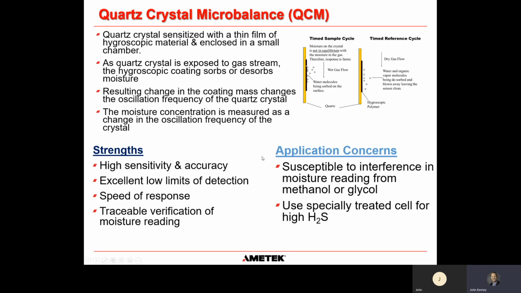Some things you want to be careful with or ask about on quartz crystal sensors. One is it can be susceptible, similar to the impedance sensors, to molecules that look like water. So if you have glycol or methanol, you want to be aware of that and account for it. And this is typically for natural gas, but if you're in a high H2S environment, you want to be careful and make sure you have a specially treated cell that can handle that.